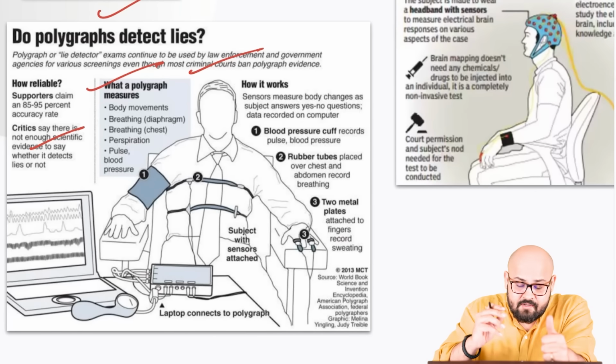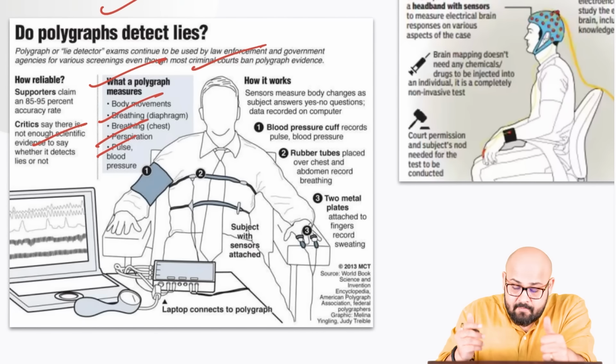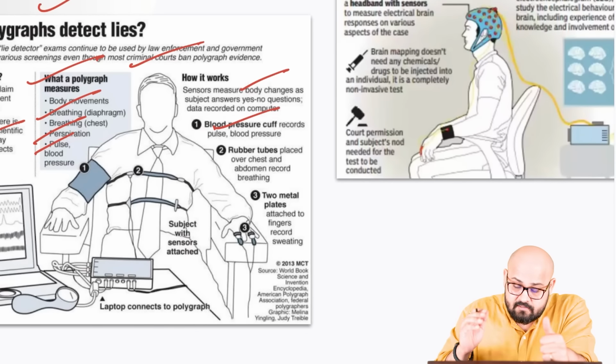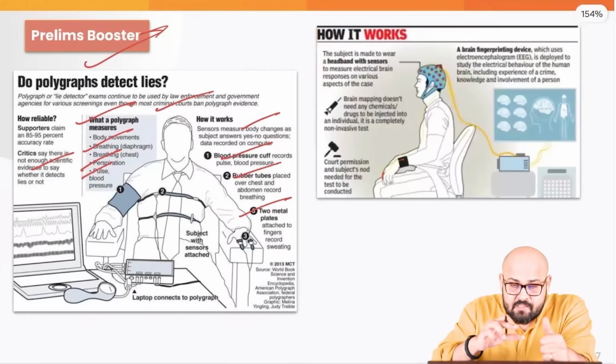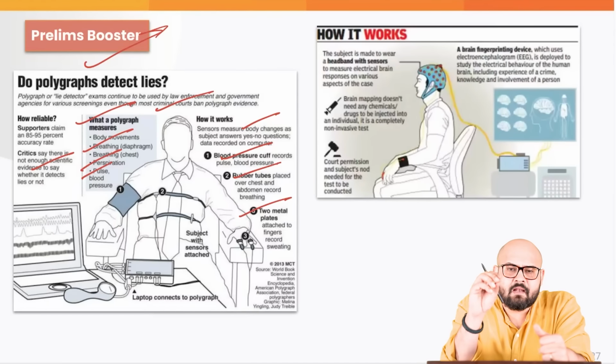What does a polygraph measure? It measures body movements, breathing, perspiration, pulse, blood pressure. How does it work? Sensors measure the body changes as the subject answers yes or no questions. A blood pressure cuff records the pulse and blood pressure. Rubber tubes placed on the chest and abdomen record the breathing. Two metal plates attached to the fingers record sweating. So on this basis, we can come to the conclusion. We can have an idea whether the person is lying or not.